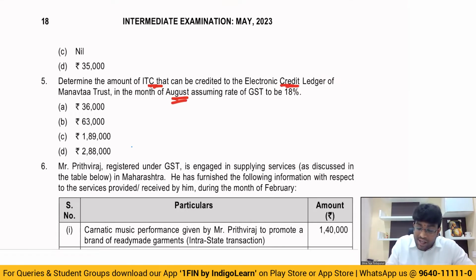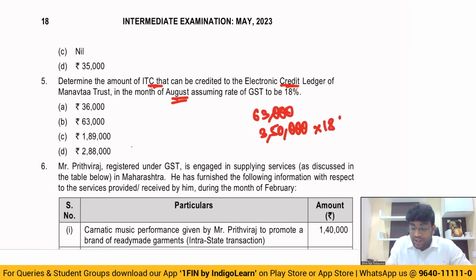What is the value, my dear friends? 63,000 is the input tax credit. What I can claim? 3,50,000 into 18%. So the answer is option B, my dear friends. Getting clarity, everybody? Come on, guys, please reply. What is the answer? Answer is option B. I hope we are clear with this point, all of us.